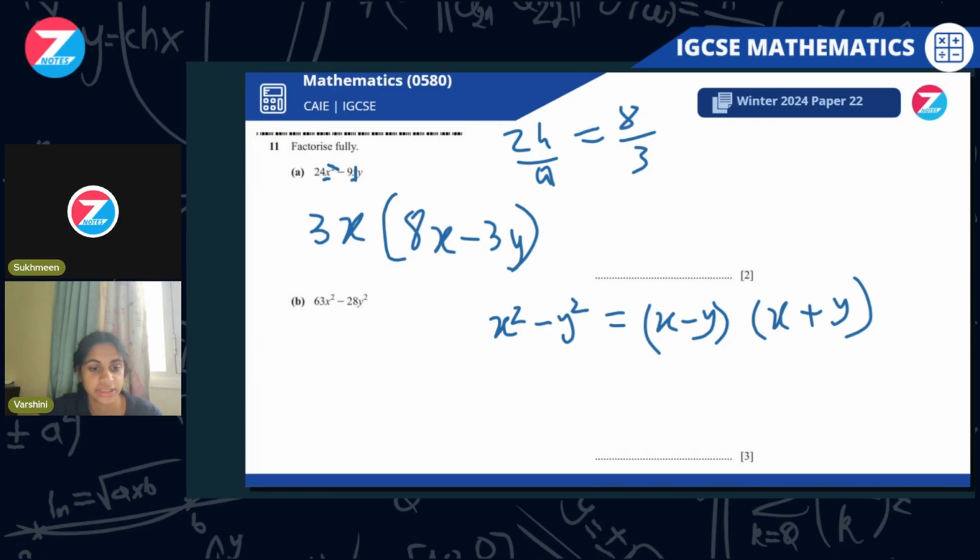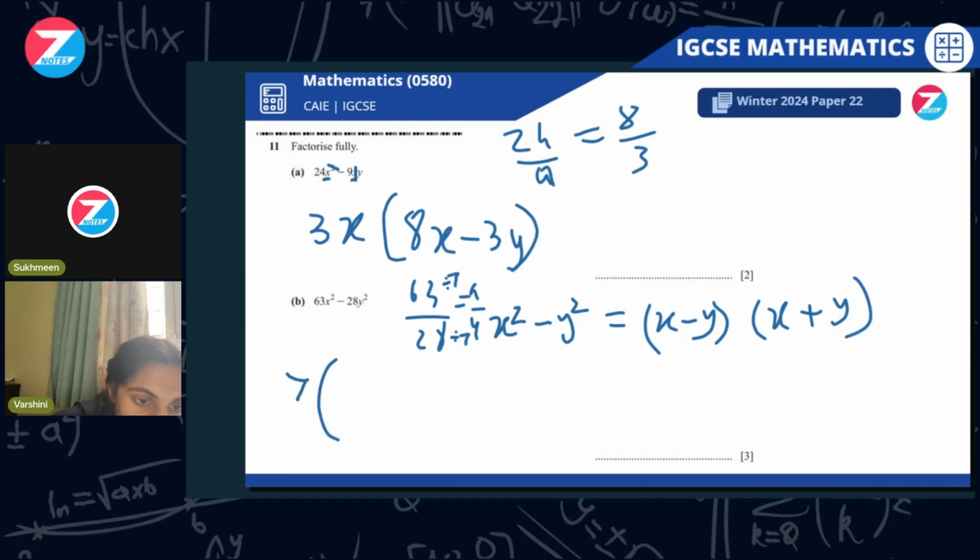So again, 63 by 9 is 7. So we know that over here, 63 by 28 equals 9 by 4. And then 63 by 9, so we know that you're dividing by 7 over here, and divide by 7. So now we can take 7 out, and we'll get 9x squared minus 4y squared.